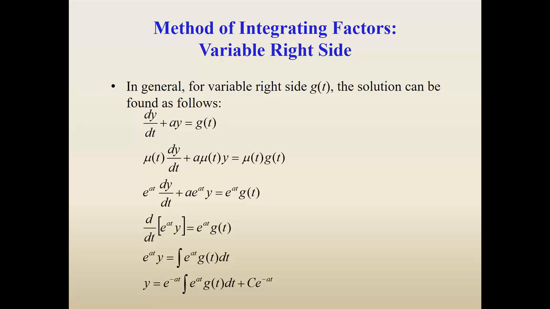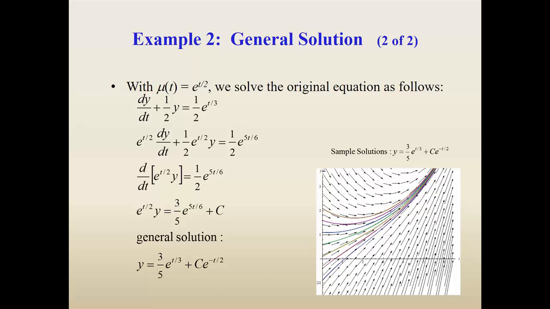Notice we can actually get a formula for this technique in this general form, where the coefficient of y is a constant and the forcing term is variable. Using this technique, we get that mu is equal to e to the at. And so my formulation of this will work every single time. After all, that's effectively what we did here.